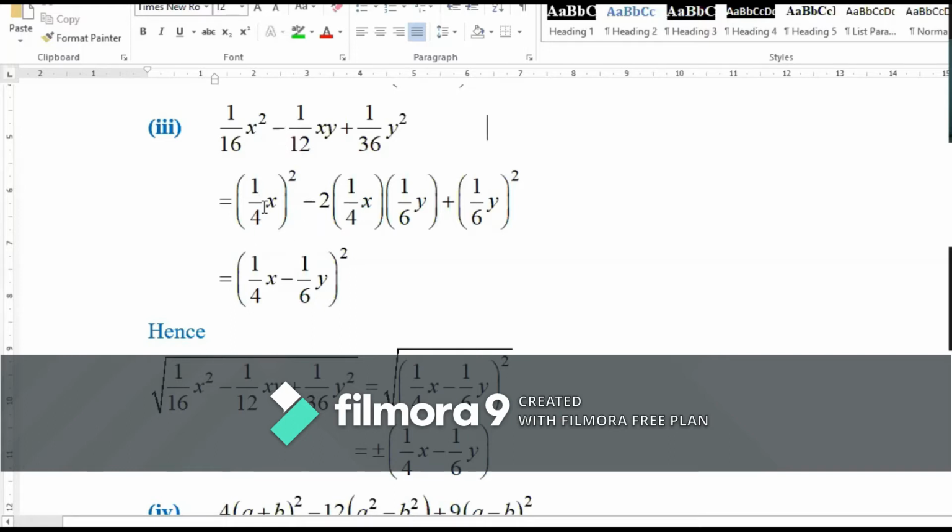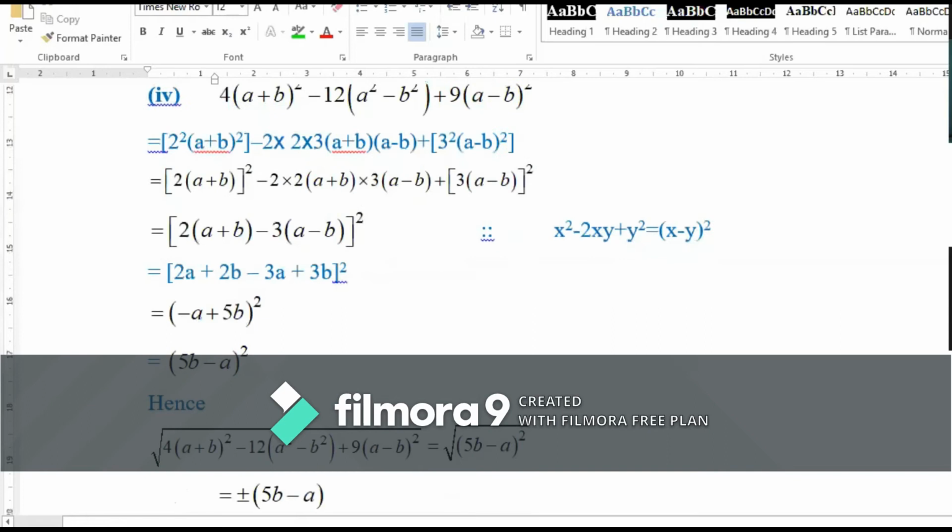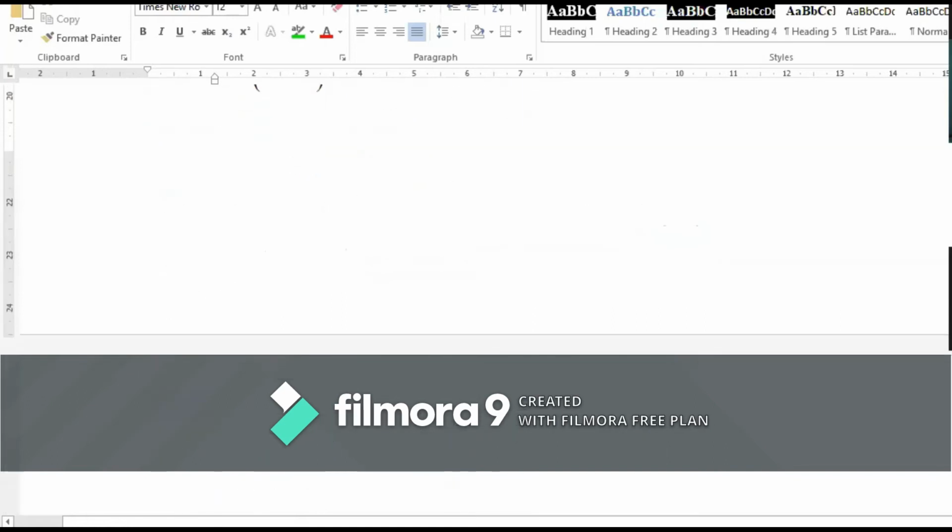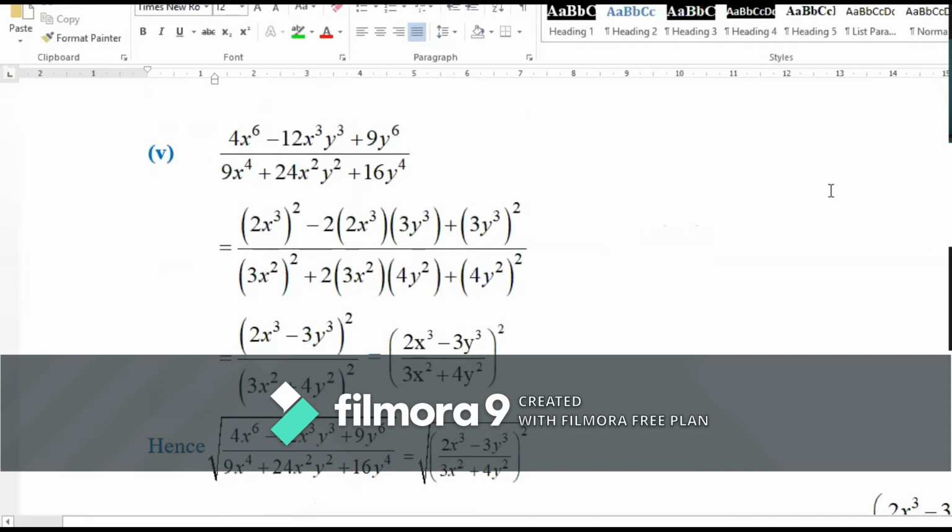Then directly you should write whatever is enclosed in the squares, like 1 over 4x taken as the first term and 1 over 6y taken as the second term. You just have to write this arrangement, minus 2 times a times b. Once it has been arranged, you will write directly the difference of whole square, 1 over 4x minus 1 over 6y whole square. This will give you the perfect square of the whole expression, and finally you will get the answer. Now if you move a little bit ahead, these were the first 4 parts, which I have explained to you. Just keep on revising. I also want to tell you what the 5th part is.